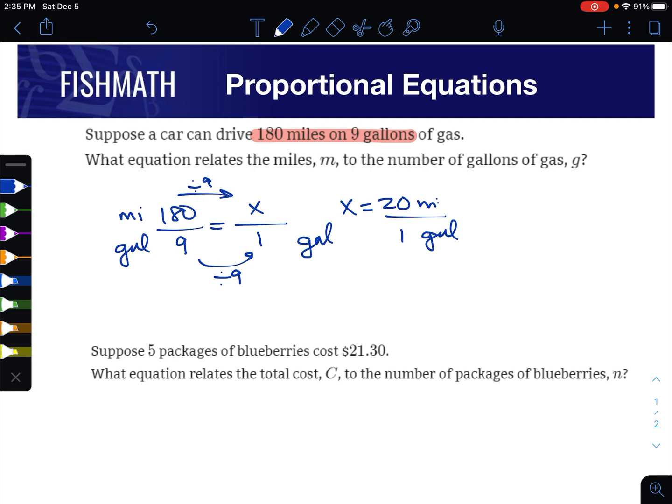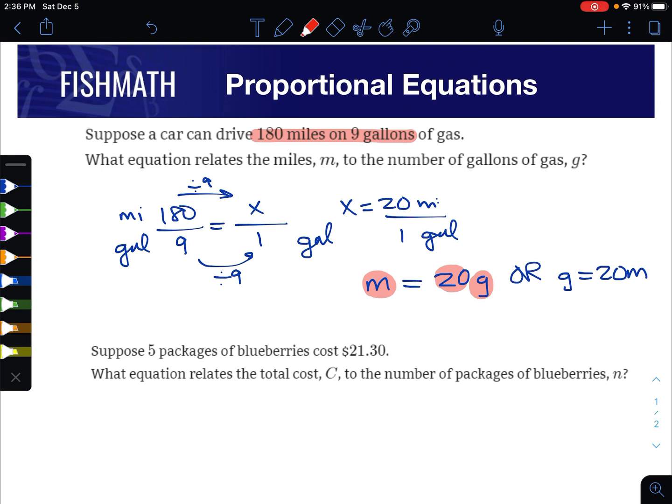So our equation is going to be either an m equals or a g equals equation. And you can do it either way. I'm going to do one and then just see if it works. So m equals our unit rate times g, or is it g equals our unit rate times m? It's one of these two.